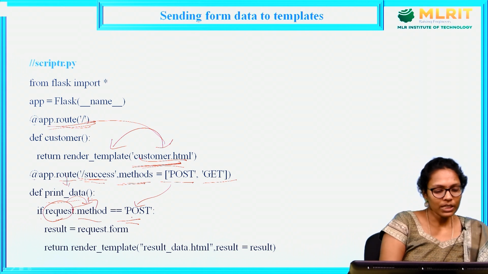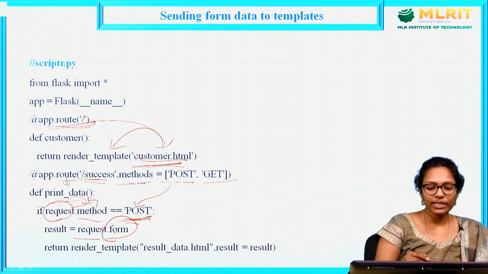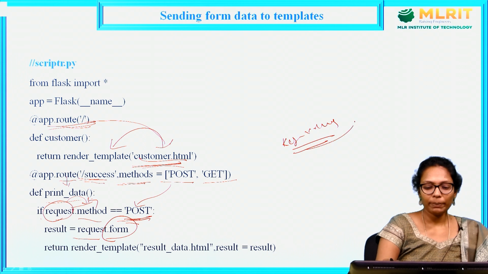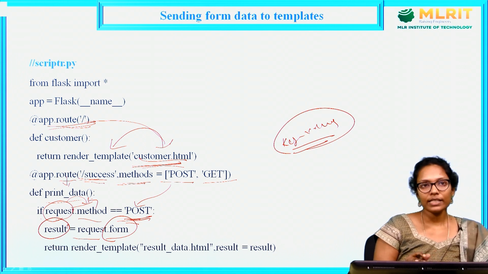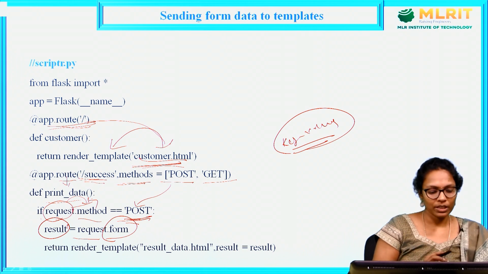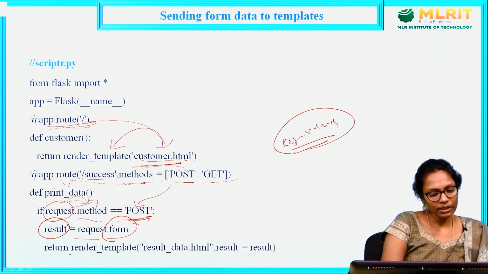Now if the method is post, I am calling request.form. Request.form will give the complete form data. It is actually key value pairs. The complete data will be stored in a variable called result, so the result contains the information in terms of key value pairs. Now I want to display the result in an HTML form again. So how to call the HTML form again? Using render_template. And what is the HTML form you're calling?